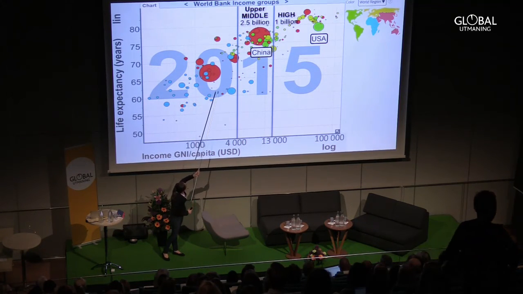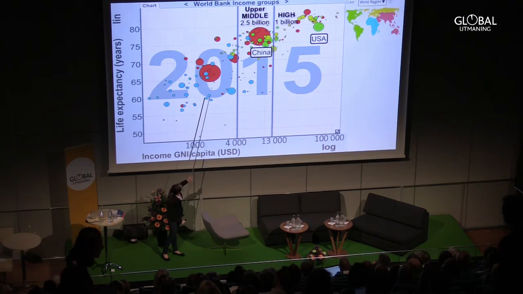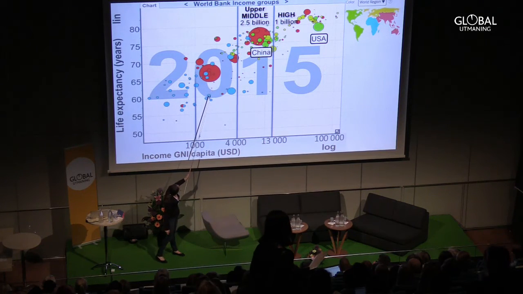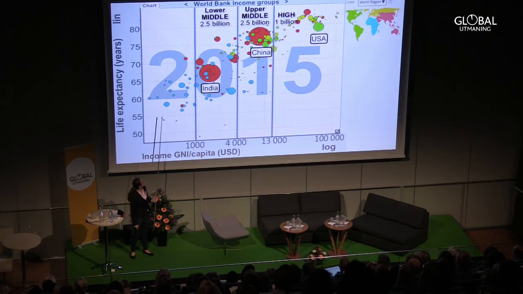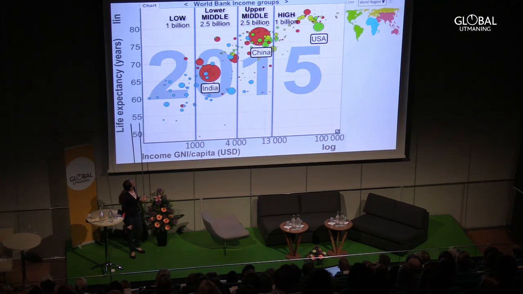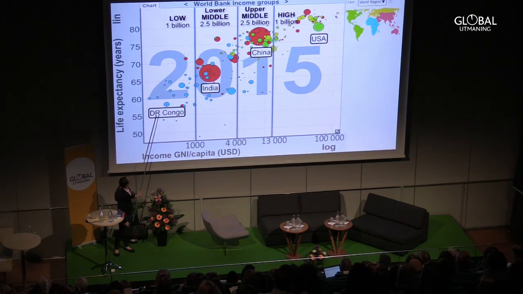Then we go on along the income scale, so to the somewhat poorer countries, and we come to the lower middle income countries with another 2.5 billion people, where you can find India. And finally, the low income countries, where you can find a country like the Democratic Republic of Congo.